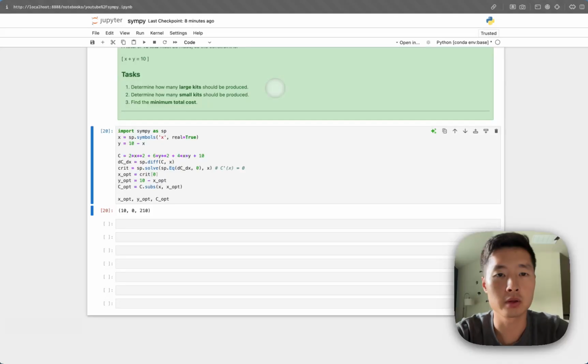So the optimal production plan is to have 10 large kits, no small kits, and the minimum cost is 210. This means the cheapest way to produce 10 total kits is to make all 10 large and 0 small. And that's it. You just solved a calculus optimization problem using Python and SymPy through Jupyter Notebooks. Thank you.